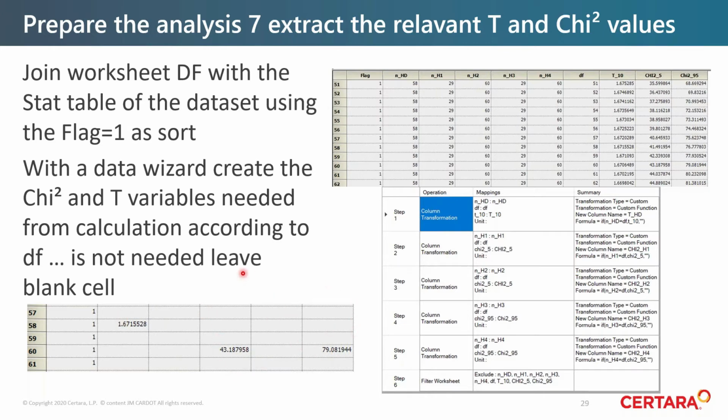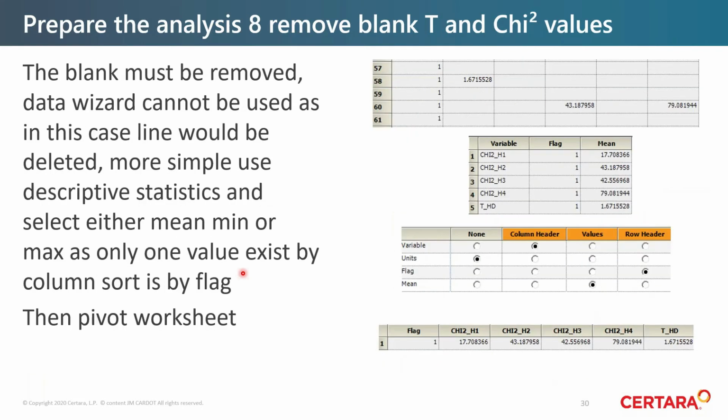So I need now, as before, to have everything on the same line to be able to merge everything. How can I do it? I can do it in a very simple way. I cannot remove the blank cells using Data Wizard because very often in this case, either I will move the line or I will still have all the lines. So what I'm going to use is something very simple: descriptive statistics. As I have only one value by column, if I make my descriptive statistic by columns, that can be the mean, that can be the sum, that can be the minimum or maximum, I will have the right number.